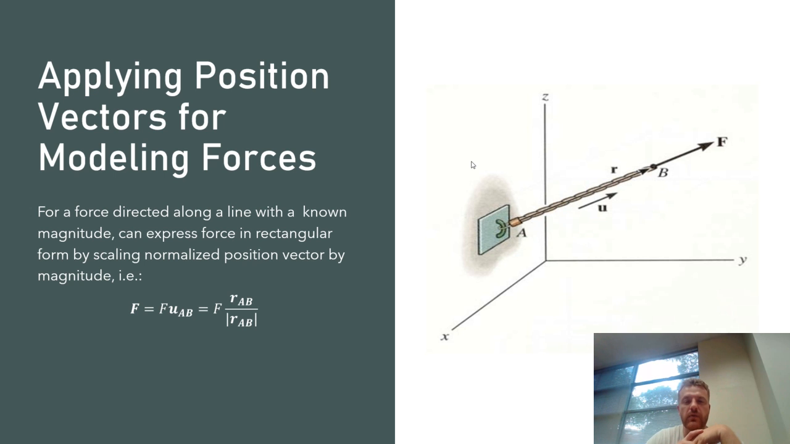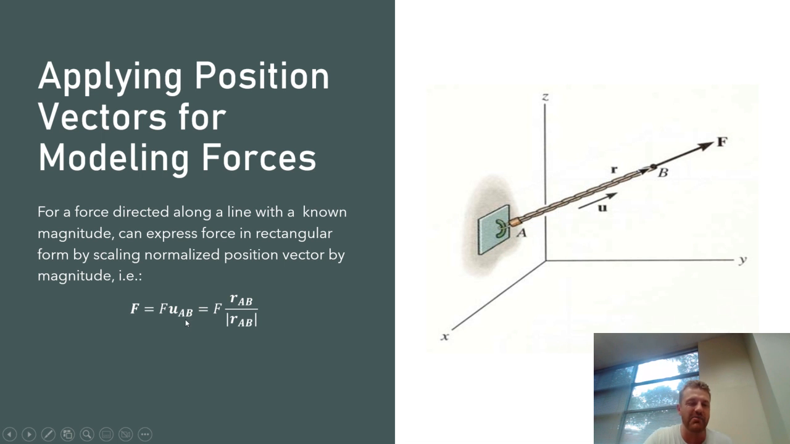Well, if a force has a known line of action and a known magnitude, and you can write an expression for a position vector along that line of action, you can always decompose the force into rectangular form by taking the magnitude, which here is denoted as F, and multiplying by a unit vector that's directed along the line of action from A to B.